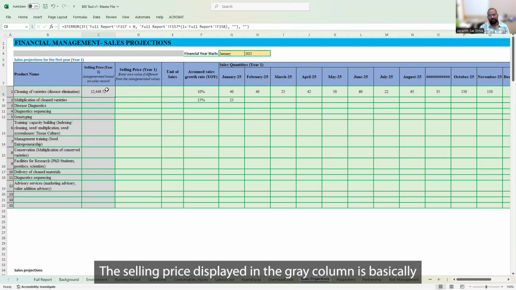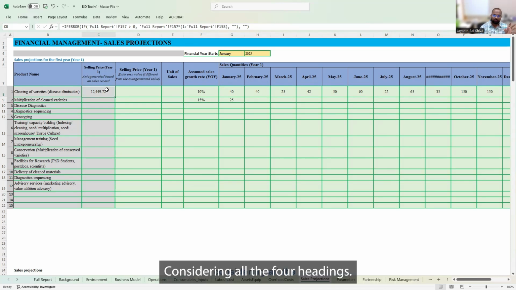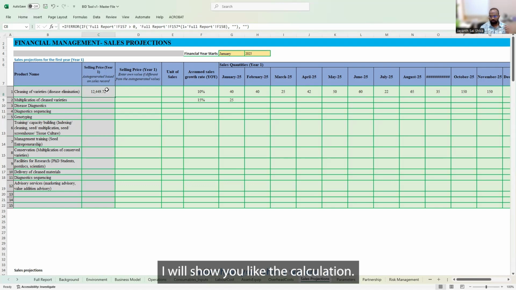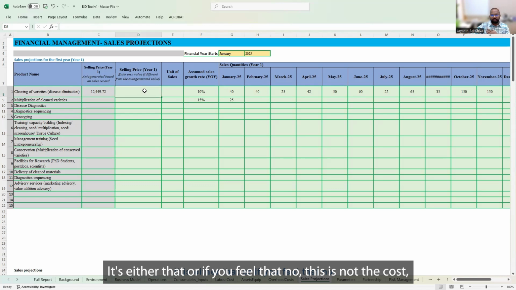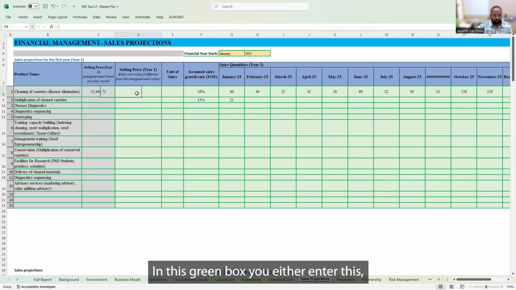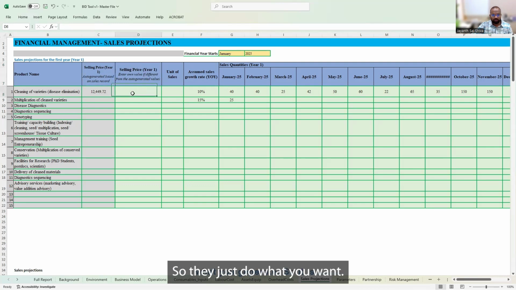The selling price displayed in the gray column is basically the cost, considering all the four headings, plus some profit margin. I will show you where we are doing the calculation. It's either that, or if you feel this is not the cost, you can enter a cost manually in this green box. So you need to enter either this or this. This is automatically captured, or this is what you generate. So it is up to you what you want to calculate.